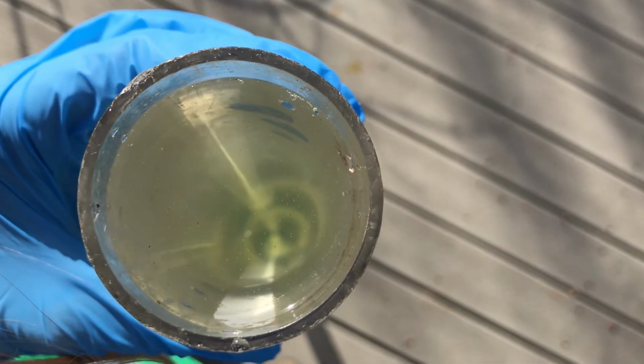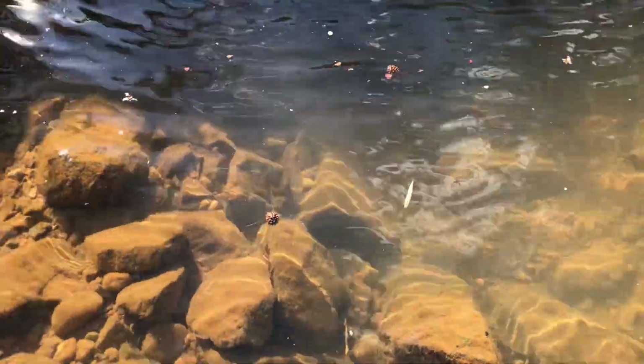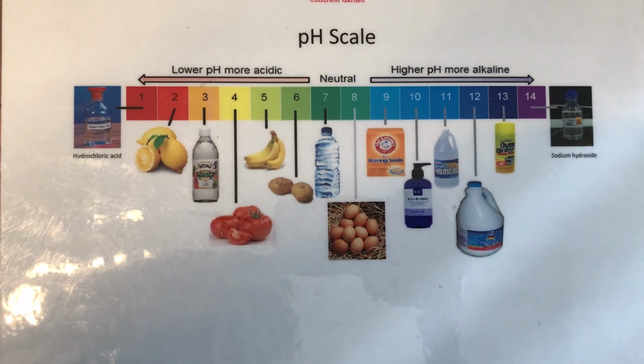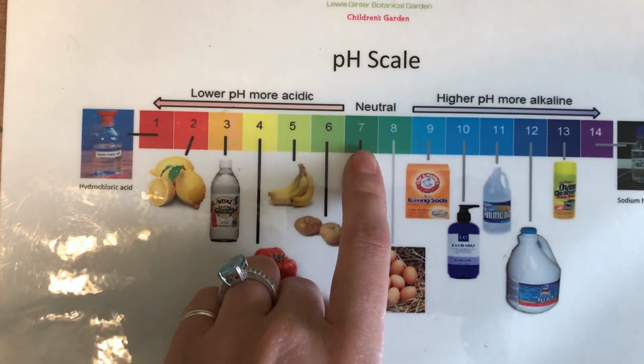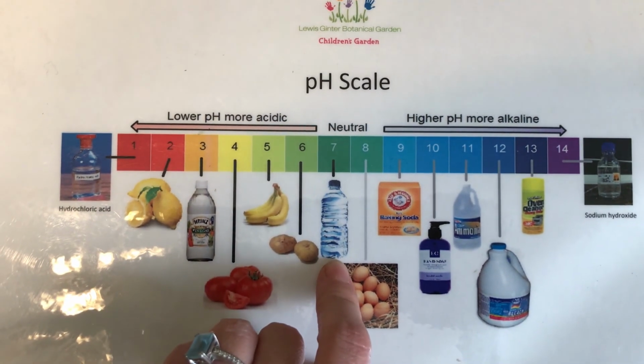the water is. Next, I will use probes to measure the pH, which is the measure of how acidic or how basic the water is. When we look at a pH scale, you can see that a pH of 7 is neutral, or a clear bottle of water that we would drink. So we were hoping to see a pH of about 7.